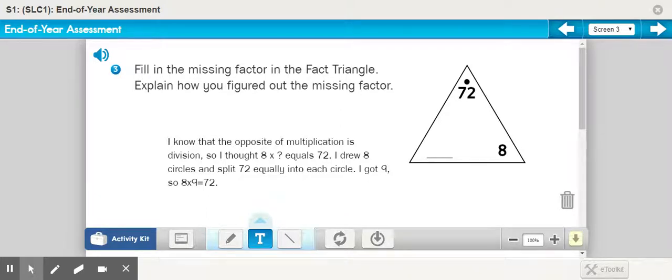So I have 8, and then I have a blank, a factor is missing, and then 72. So 72 would be my product. Remember, the answer to a multiplication problem is called the product.